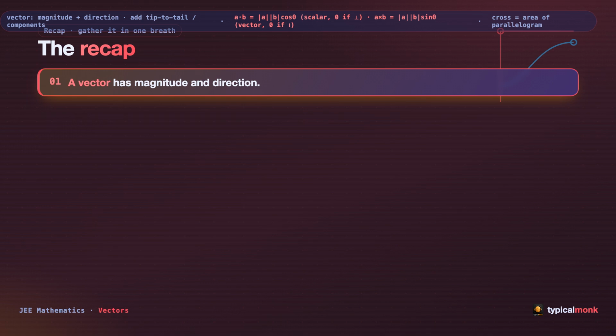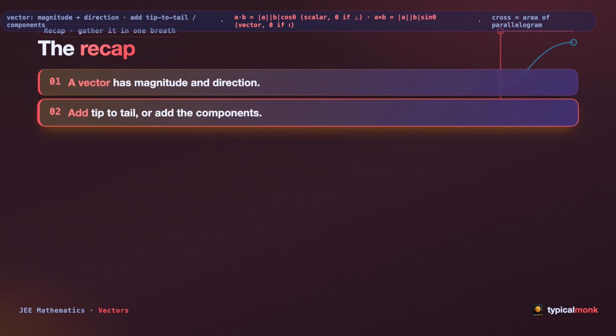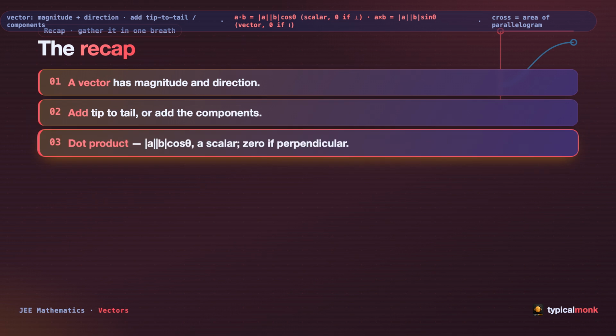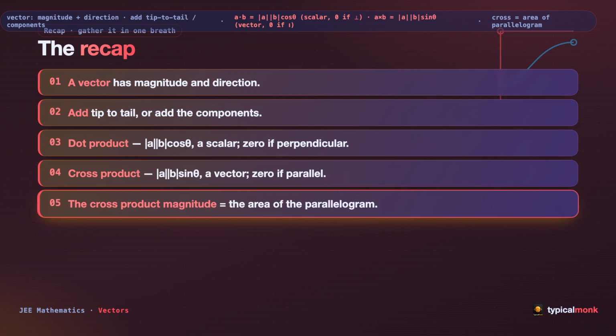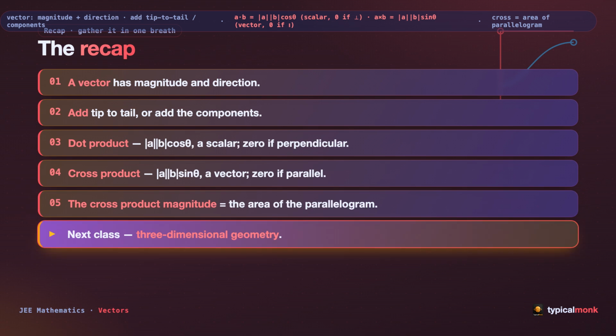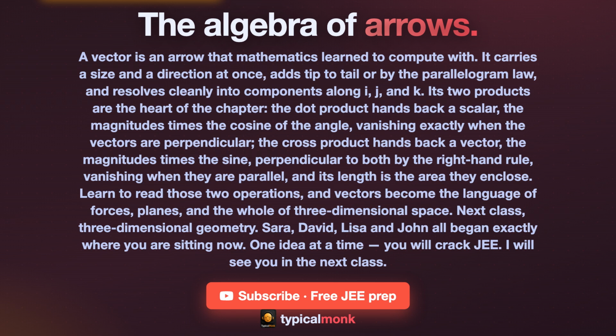Let us gather it all in one breath. A vector has magnitude and direction. Add tip to tail, or add the components. The dot product, the magnitudes times cosine theta, a scalar, zero if perpendicular. The cross product, the magnitudes times sine theta, a vector, zero if parallel. The cross product magnitude equals the area of the parallelogram. Next class, three-dimensional geometry.